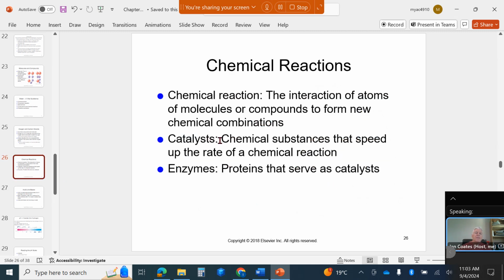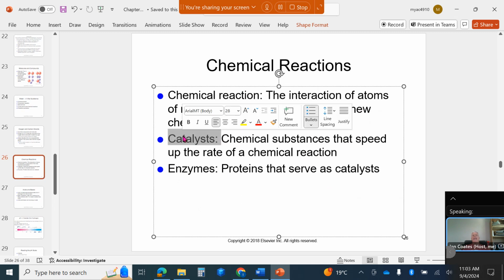So, a catalyst can be an enzyme. Generally, there are enzymes in the body, but they can be other kinds too. These are chemical substances that speed up the rate of chemical reaction. And in our body, we utilize enzymes to facilitate all of these chemical reactions.